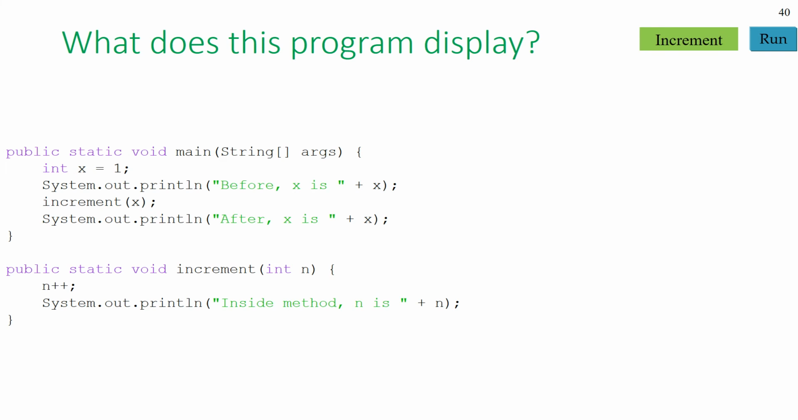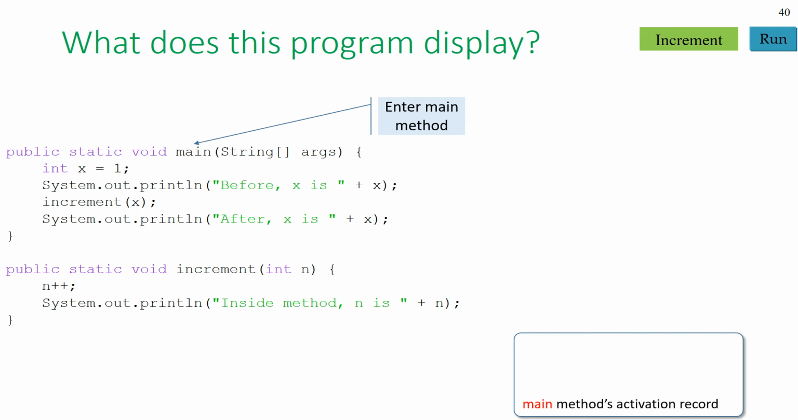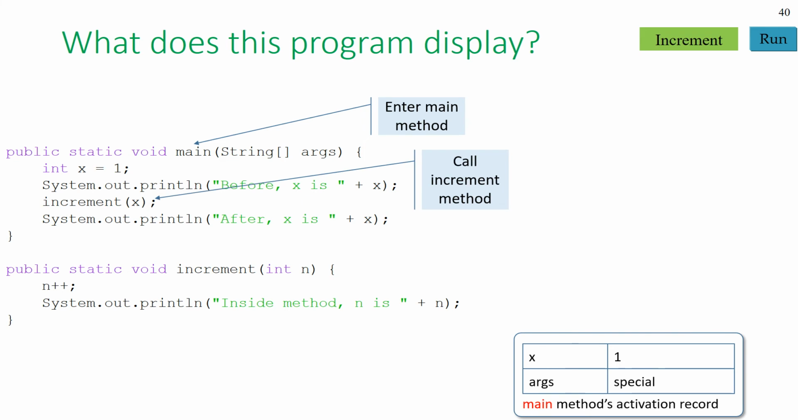If I have a variable x in the main, and I call increment x, we did that experiment already a few lectures ago. If my method increment takes a parameter n and increments n, now you understand why x is never touched in the main, because x and n are totally different variables. So if we do the stack diagram, I enter the main method, I get an activation record for the main method pushed onto the stack. I need room inside of it for the arguments. I need room inside of it for the local variable x, initialized to 1. I display before x is 1, and then I call the method increment x.